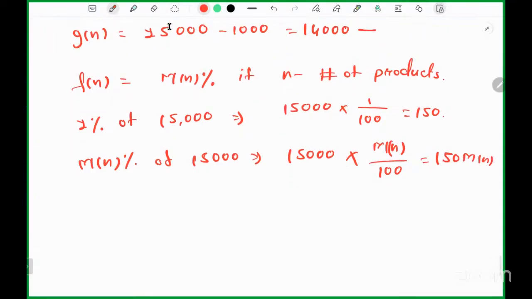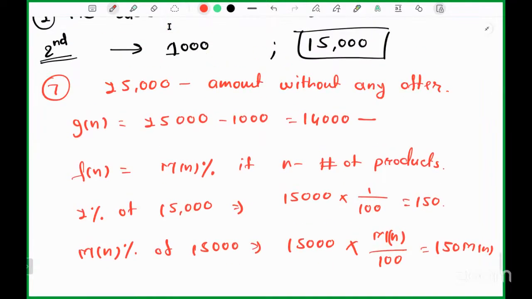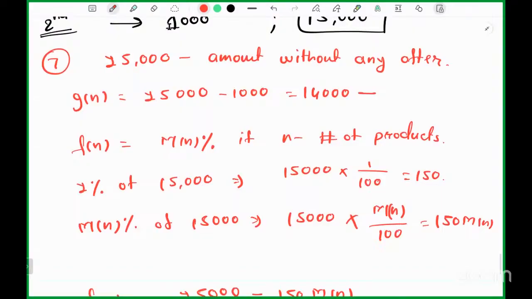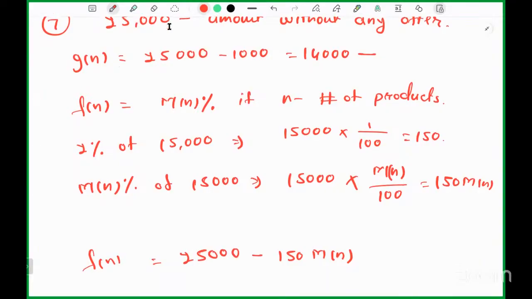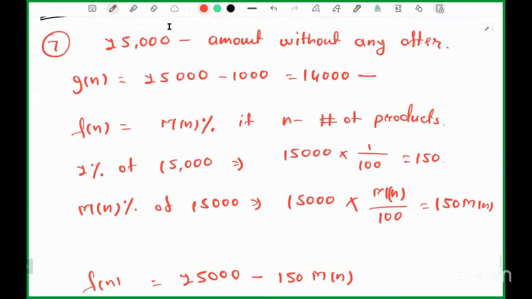So after applying the discount, what will be the price? f of n will be the original price, 15,000, minus 150 times mn. What mn is, we will figure out later. I think mn will be something related to the number of products, but they have mentioned mn percent, so let's take mn as it is. So g is clear: g of n is 14,000.